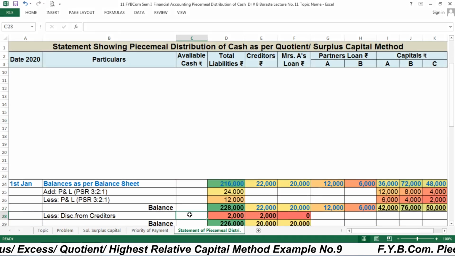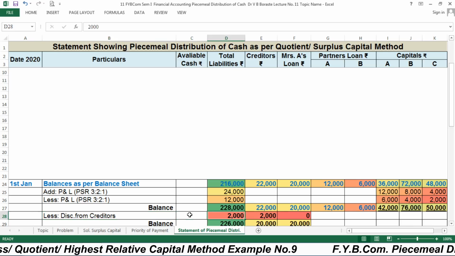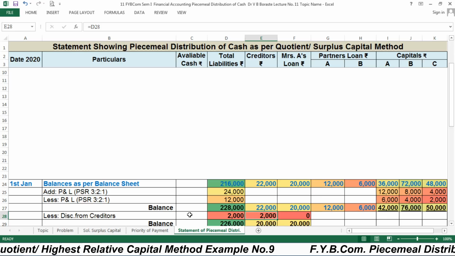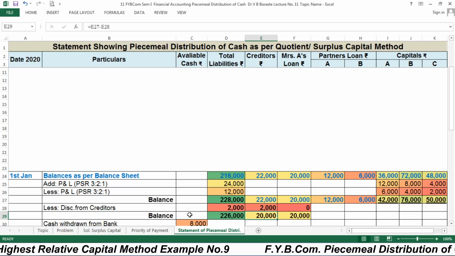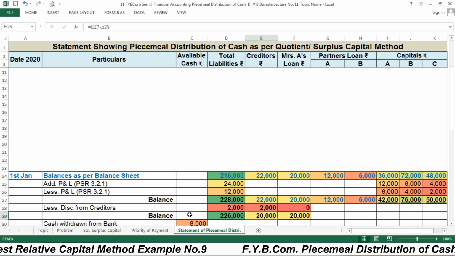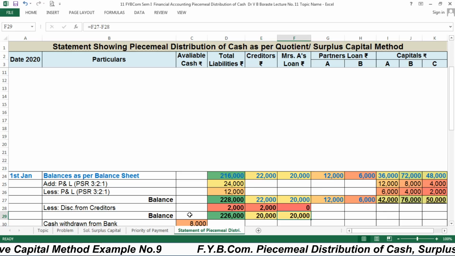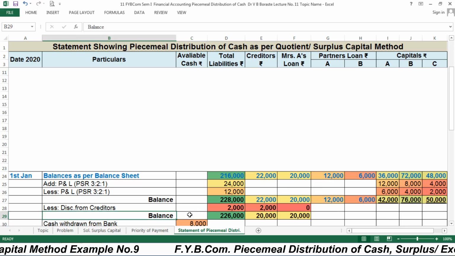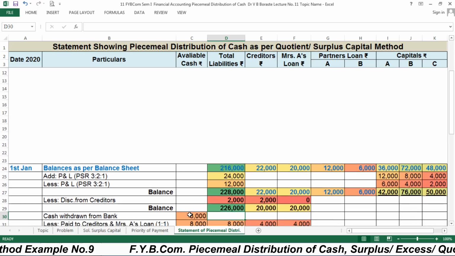After that, we have to adjust a discount, that is discount from creditors. So our total liability will be reduced and creditors will be reduced by 2,000. After the deduction of discount from creditors, the balance which we have to pay is 20,000, and still Mrs. A's loan is payable 20,000. So the balance of liability that we have to pay is 2,26,000.